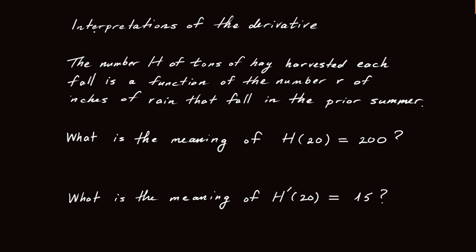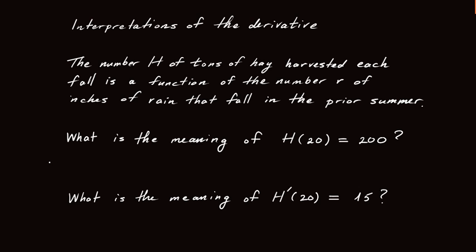Okay, in this video, I want to talk about interpretations of the derivative. Let's recall this example. We have the number h of tons of hay harvested each fall is a function of the number r of inches of rain that fall in the prior summer. What is the meaning of h of 20 equals 200? So here we're saying h is 200, so that's saying that the number of tons of hay harvested is 200. And what we're plugging in here is 20, which is the independent variable, which is r in this case. That's the number of inches.